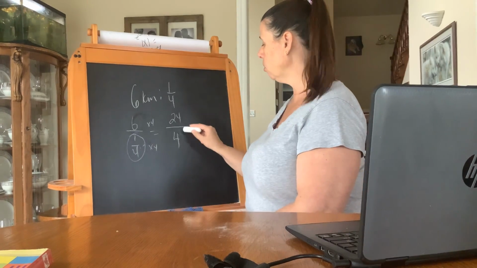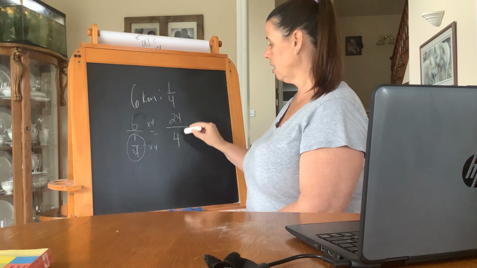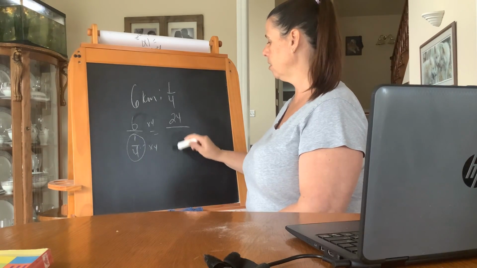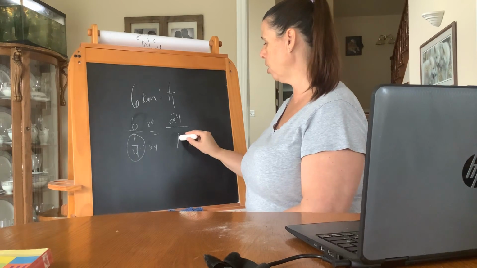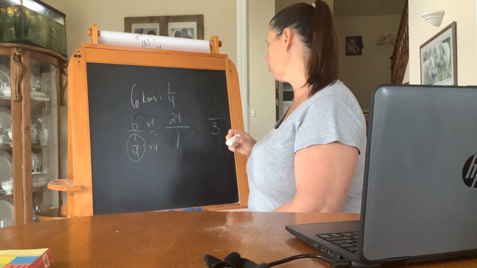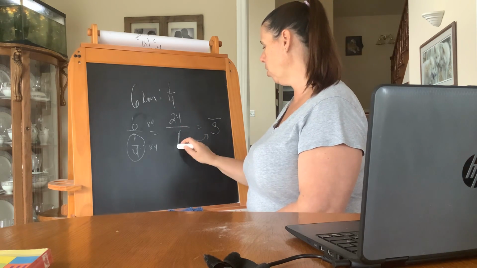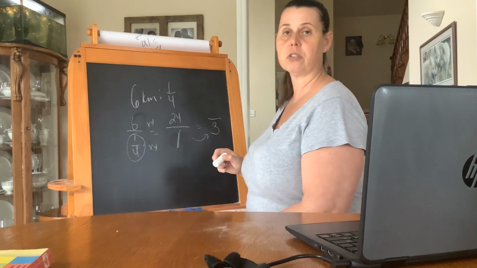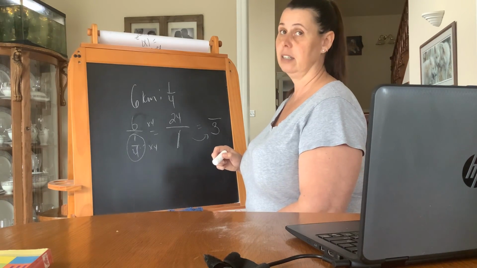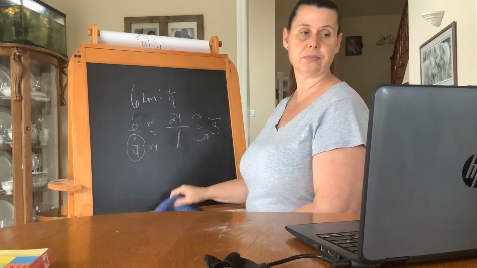So she can ride 24 kilometers in, oh, sorry, this is 1, not 4. It's 1 whole hour. But they want to know how far she can ride in 3 hours. So what do I have to do to get to 3? I'm at 1 hour, I got to get to 3 hours. So I have to times it by 3, and then I'm going to times the top by the same number. Okay?